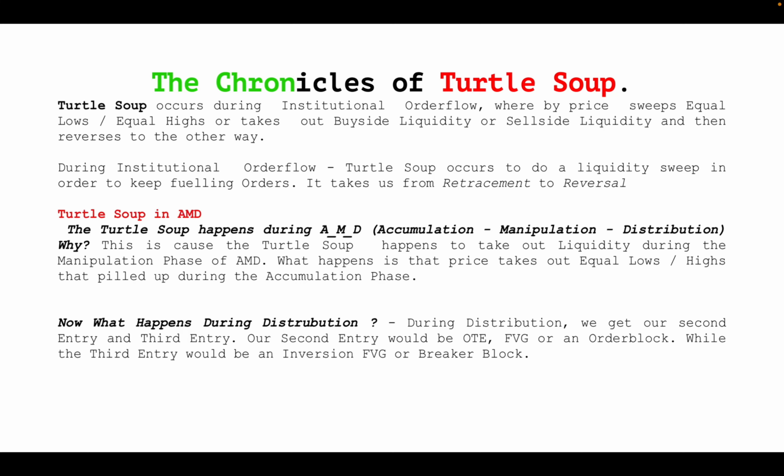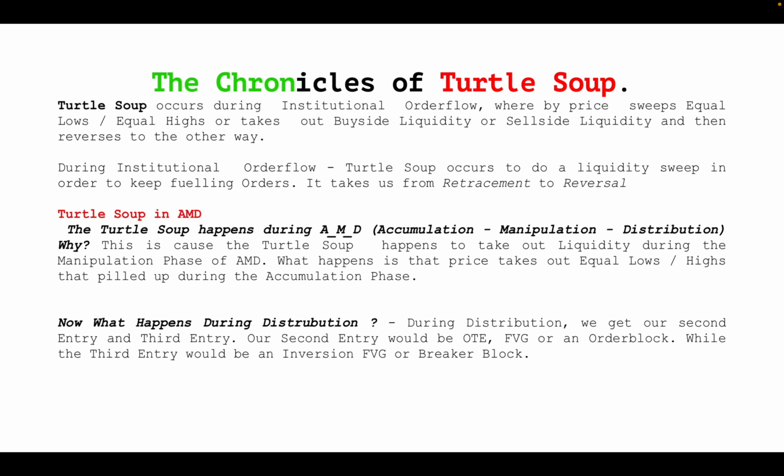Now these three entries are going to show these three PDREs, or two of them are PDREs and one is an entry method. So these PDREs or entry method are going to appear after the turtle soup has occurred. So immediately after the turtle soup has occurred, we'll get a fair value gap or an order block. And if you don't get a fair value gap or an order block, then we'll enter with optimal trade entry at 0.76%. While the third entry would be an inversion fair value gap or breaker.